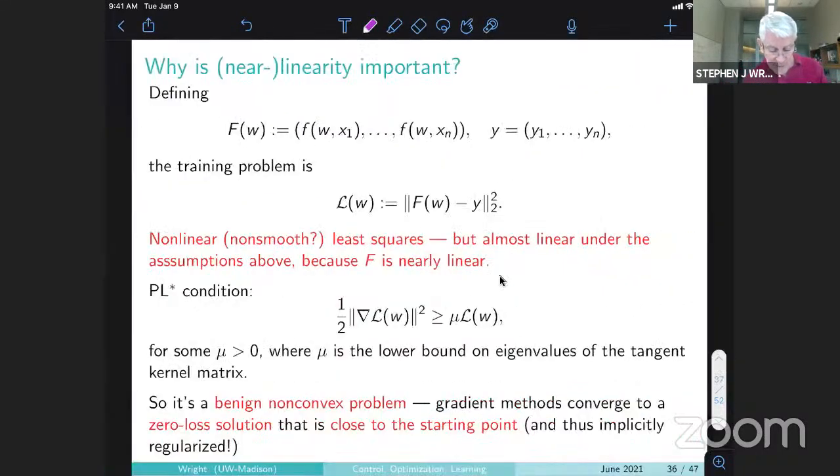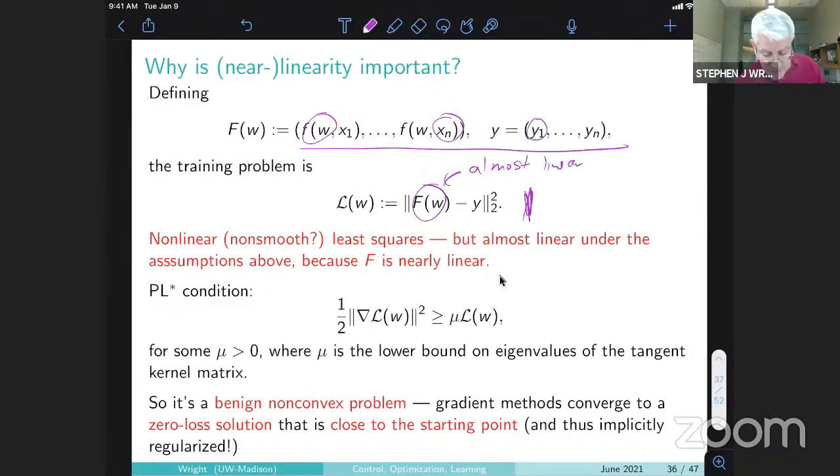regression on this model. You've got N training points, N outputs, and you're trying to select the weights in the neural net to make the training points match up with the appropriate output. So you've got to solve a least squares problem to do that. But because of this linearity property, because this is almost linear in W, the training problem is pretty much a linear least squares problem. And therefore, it has all of those beautiful properties that I said.